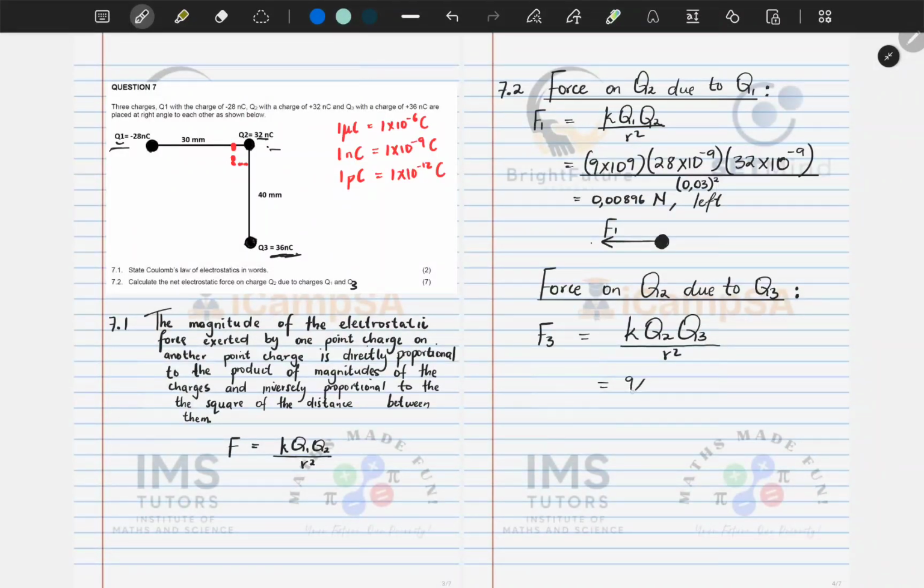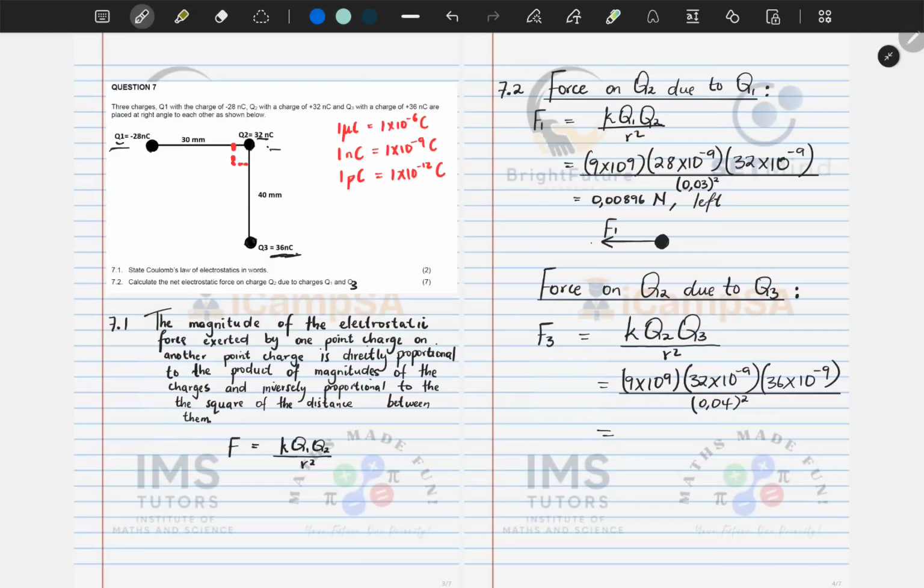We still have 9 times 10 to the power 9. Q2 is 32. Q3 is 36 nanocoulombs. Nano is to the power 9. Right, and then we have our distance between them being 0.04 all squared. So we can find our answer for this one as well.